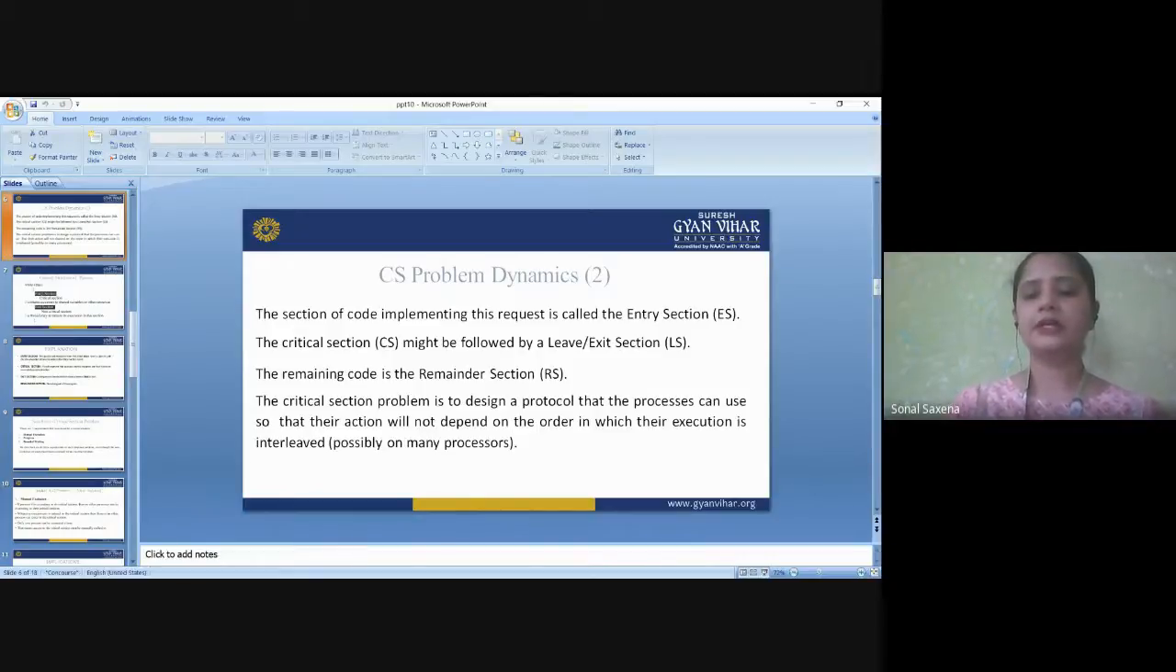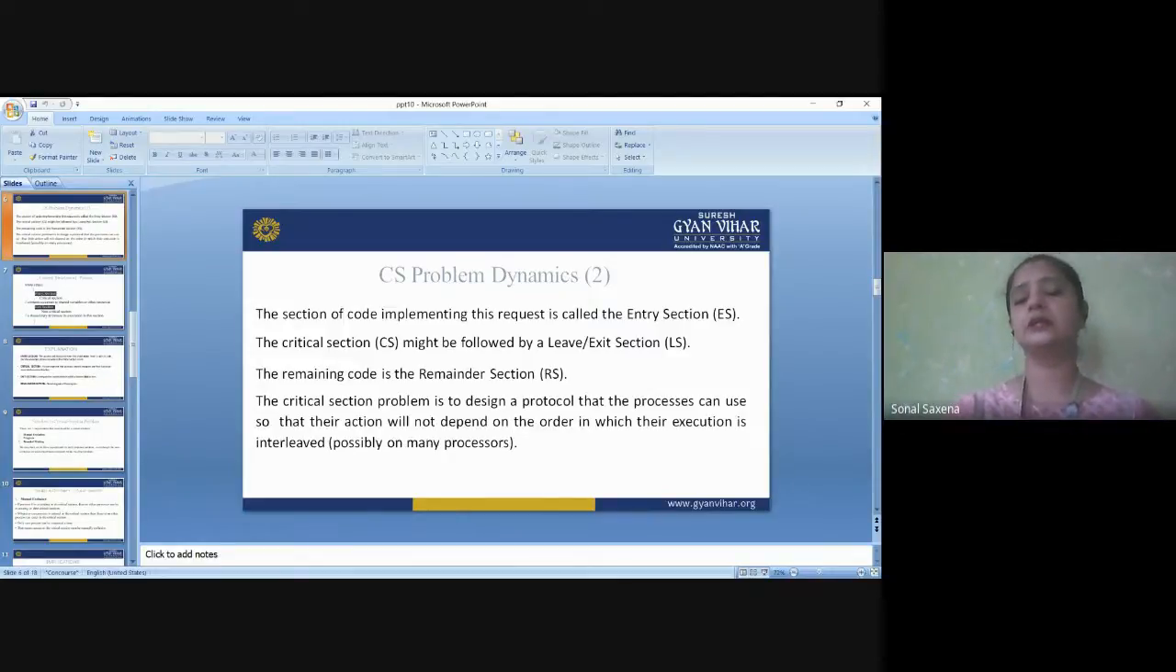Then the critical section might be followed by a leave or exit section. Just as there is an entry section, there is also an exit section. Once a process is done with its execution and leaves through the exit section, the exit section signals the other processes waiting in the queue that the critical section is now free and one process can be allowed to come inside.